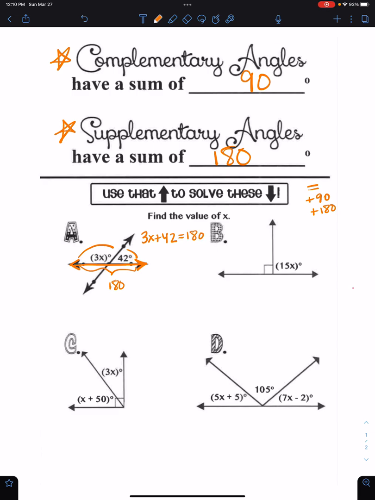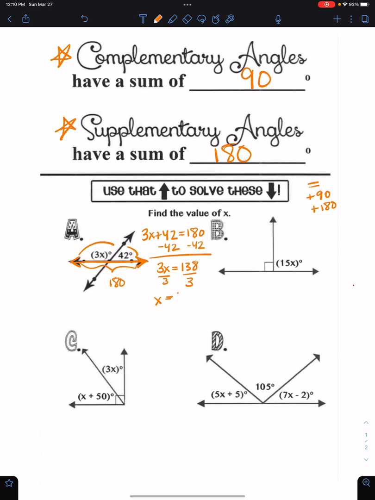Once I've written the equation, we all know how to solve equations. We're going to undo the constant term first. And then we're going to divide by 3. We're going to undo the coefficient. So 3 is going to go into that 4 times, because 4 times 3 is 12, and then 6, because it'll go into 18 6 times. So the value of x is 46. If they wanted to know how big this angle is, you would do 3 times 46.